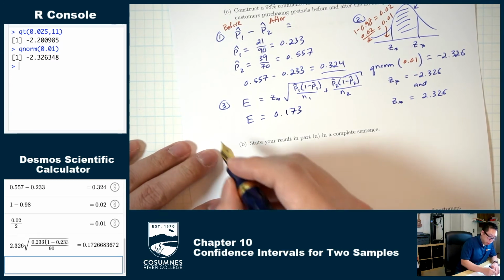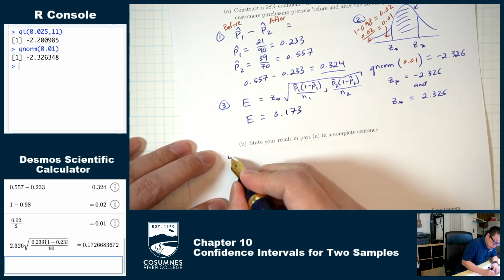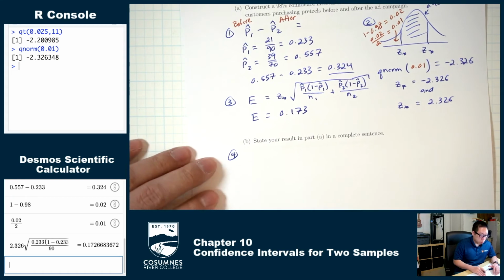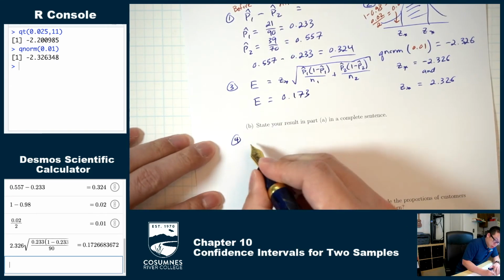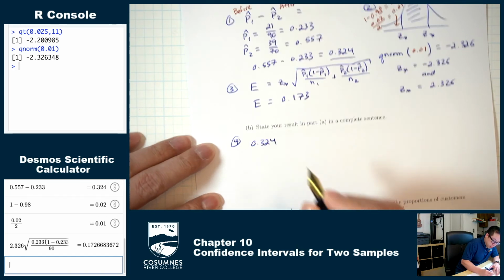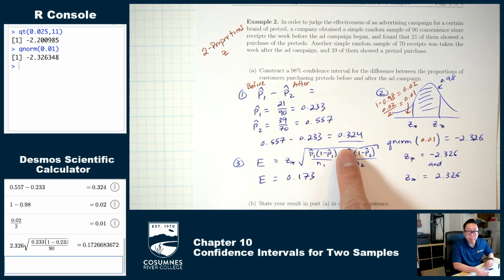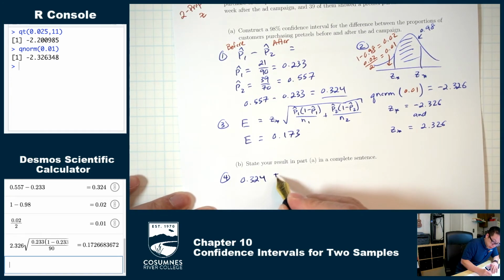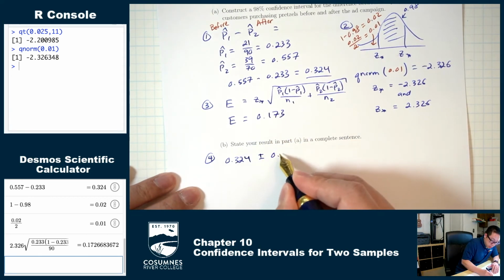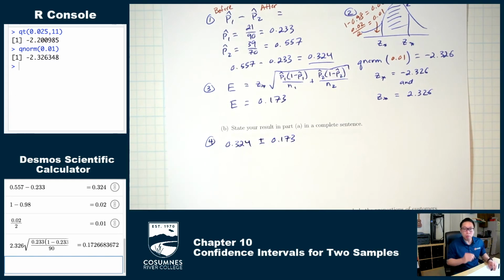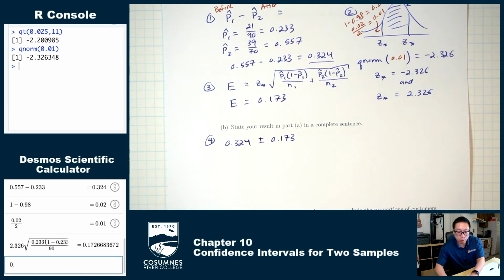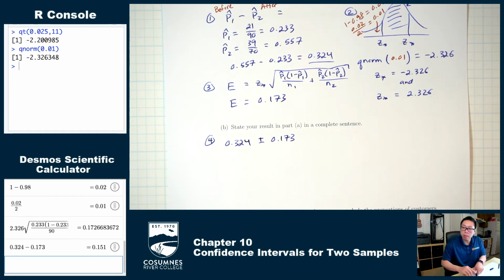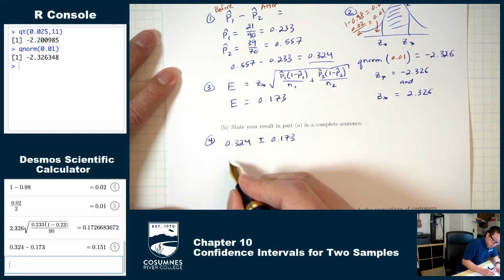And then finally, step 4, to construct your actual confidence interval. Start with your step 1, which was the 0.324. That was actually p1 hat minus p2 hat, plus or minus the margin of error, 0.173. And then I want my low number and high number. To get my low number, subtract 0.324 minus 0.173. 0.151 is my low number.